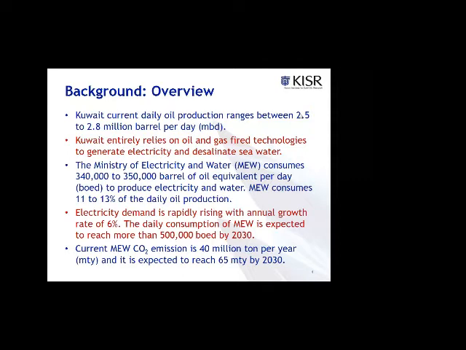Of course, the electricity demand keeps rapidly rising with an annual growth rate of 6% because of the growth in population and urbanization of the desert areas. And of course, opening new businesses and other commercial and industrial activities. The prediction is this oil equivalent consumption will reach 500,000 by the year 2030. And the CO2 emissions of 40 million tons per year will also increase with the increase of oil consumption to 65 million tons per year by 2030.